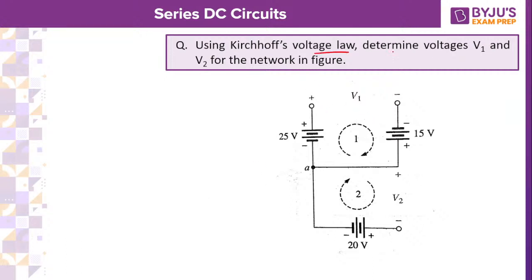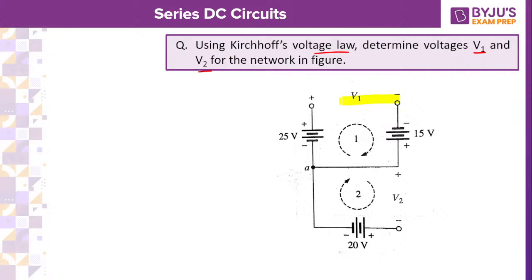See this one. Using Kirchhoff's voltage law, determine V1 and V2. Can you tell me what is V1? You select any one point. Either you can move from A like this, or otherwise you can move from the minus V1 terminal. You select any one point and you come back to that. Either you move from A and come back, or you move from the positive terminal and come back. That's it.